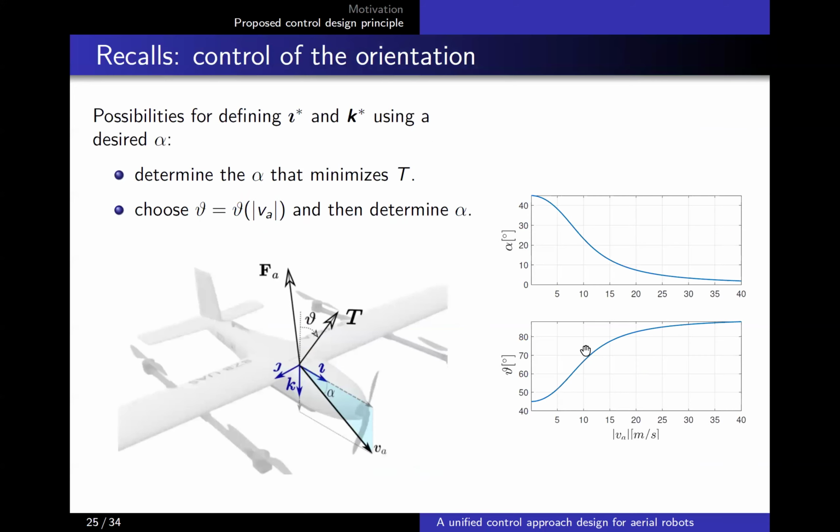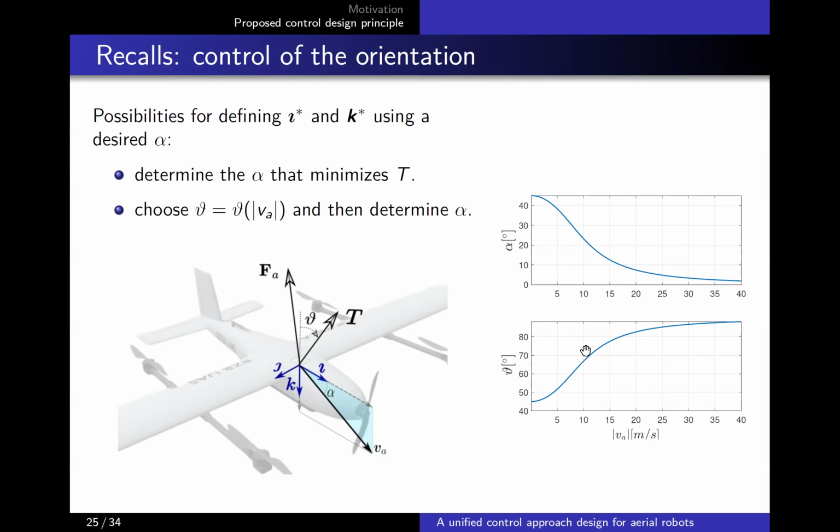Okay. So now the problem is how to define I star and K star, because it's not as easy as the previous case. I have to add something else, another objective, which is, for instance, to determine the angle of attack that minimizes the thrust. This is one option. I can use the tilt depending on the airspeed. It means if the airspeed is slow, I can take this kind of angle. More as I increase it, I become like an airplane. You can do it with engineering judgment or using optimization.